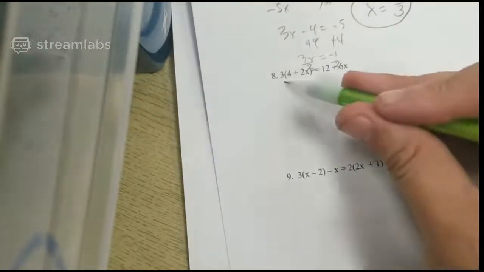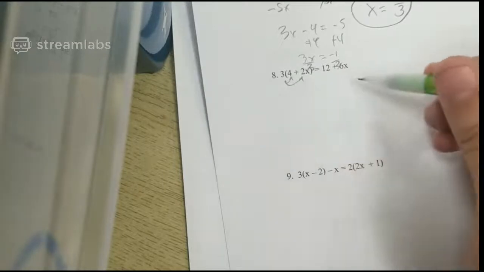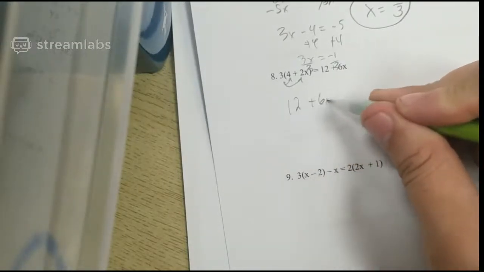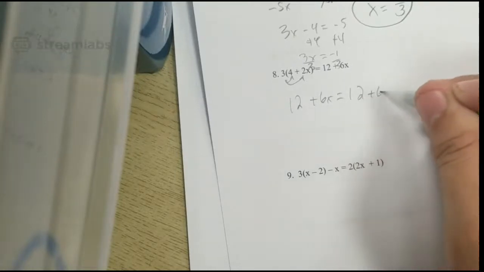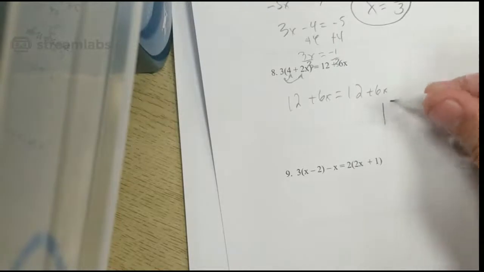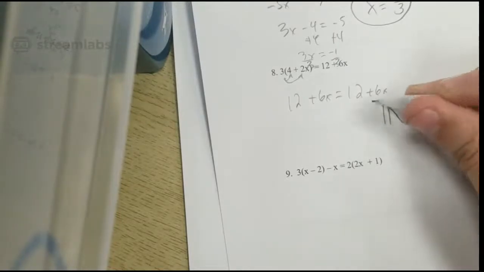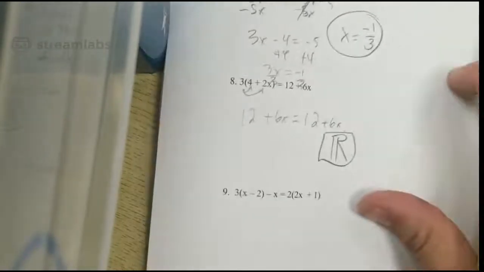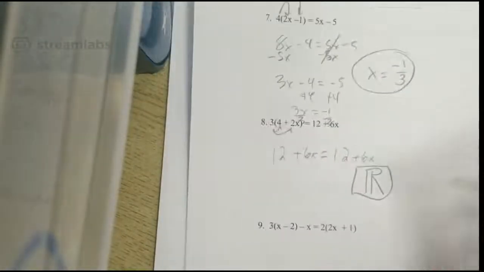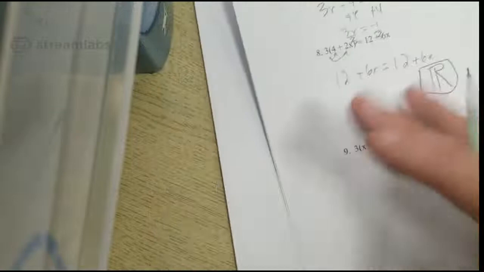Over here, we're going to take the 3 and distribute to both 4 and 2x. So we got 12 plus 6x equals 12 plus 6x. Just like I said before, they're exactly the same. That's all real numbers. I just want to show an example, because I don't think the test shows an example of a no solution. So, and I'll do it underneath, or I'll do it right here.